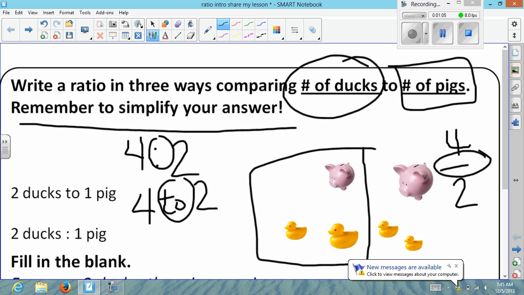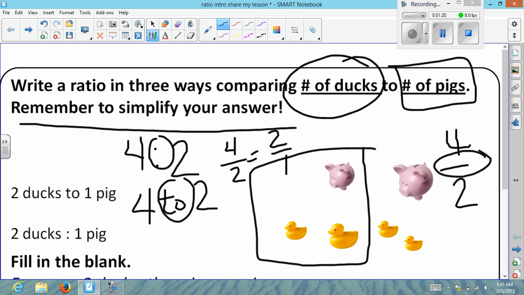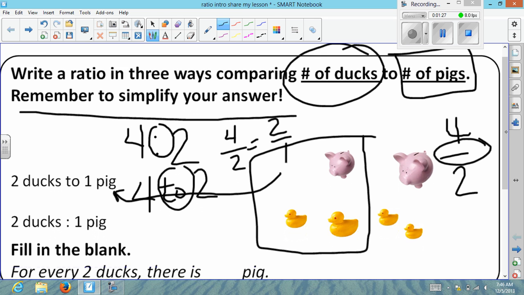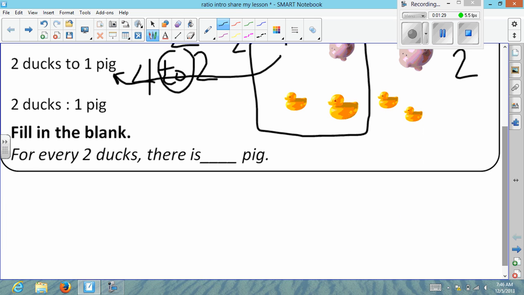And when you simplify it, if I think about these as fractions, and they're not, we'll get into that in a second, I have 4 over 2, and the common factor of 4 and 2 is 2. So 4 divided by 2 is 2, 2 divided by 2 is 1, and that's where these numbers came from. So in this situation, I have 2 ducks to 1 pig, and here, you can also use the words for every to talk about ratios. Here I have, for every 2 ducks, there is 1 pig.